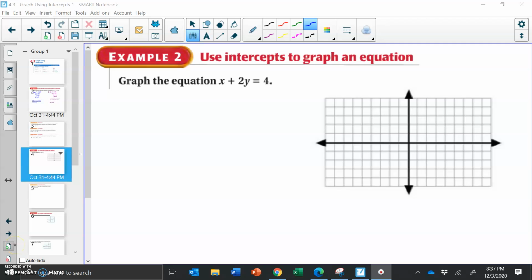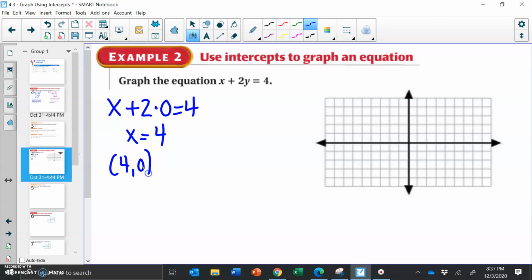In example 2, we will use the x and y intercepts to graph a line. So we will start by calculating the x-intercept. I will do that by plugging in 0 for y. 2 times 0 is 0. My x-intercept is 4, 0. Remember, you need to write your intercepts as an ordered pair.